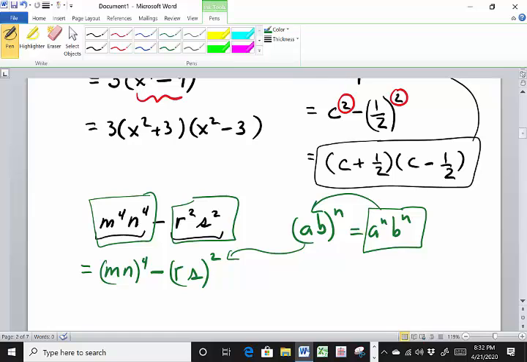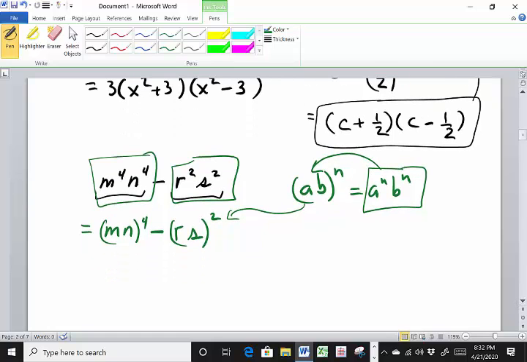Okay? Now, this is definitely the difference of 2 squares. Okay? So, guess what? This factors to 2 binomials. So it's just the first one goes here, mn, and it goes here, mn. Right? And then this rs goes here, and the rs goes here. But it's a plus and then a minus. And then you're done. Okay?